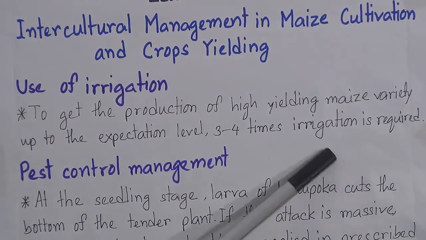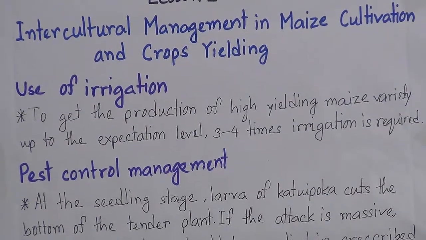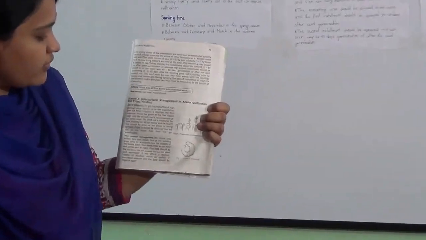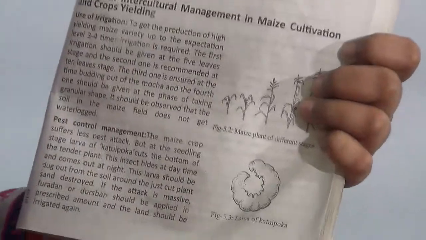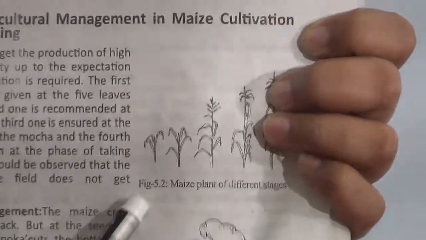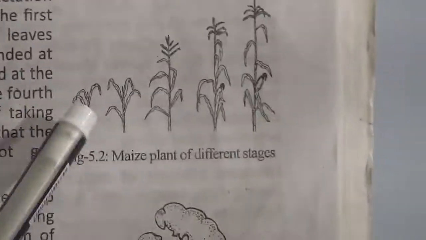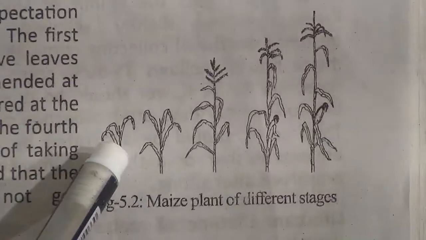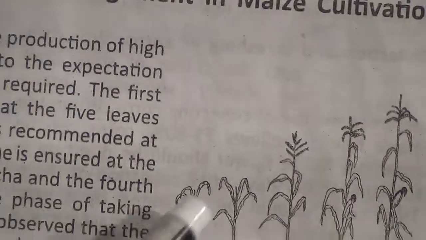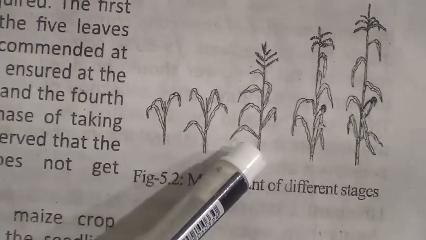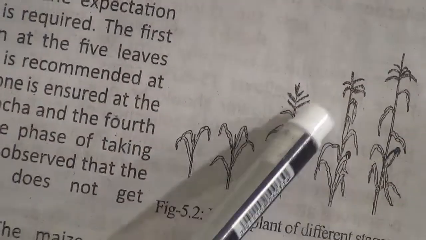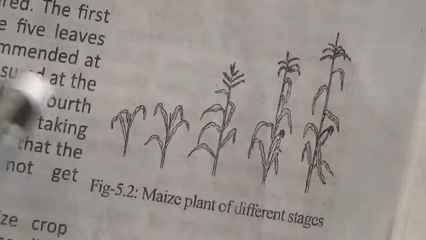So we need to irrigate 3 to 4 times in a year, and there are some different stages. Now look at your book, page number 79. Look at figure number 5.2, maize plant of different stages. Now look, there are different stages: 3 leaves stage, 4 leaves stage, 10 leaves stage. And now look, and we irrigate.